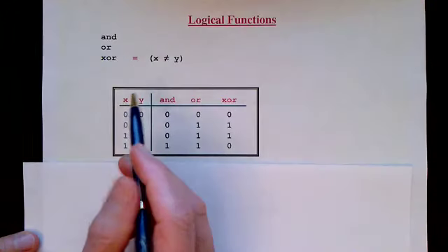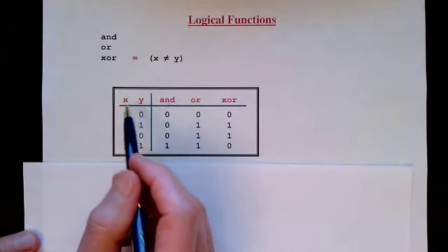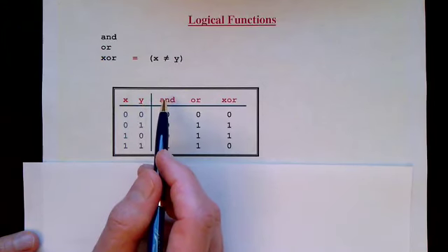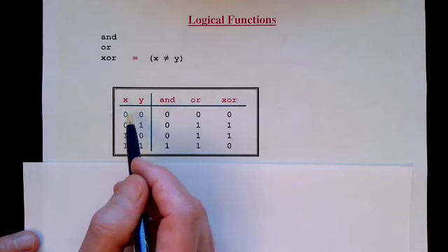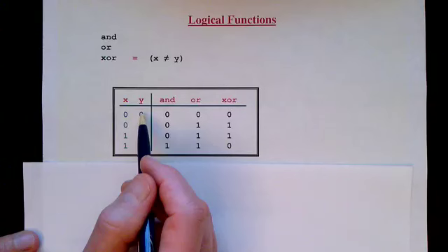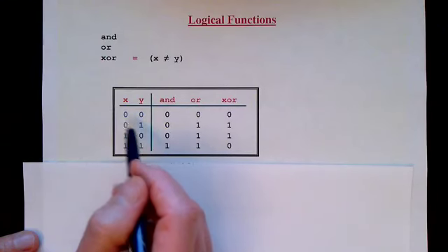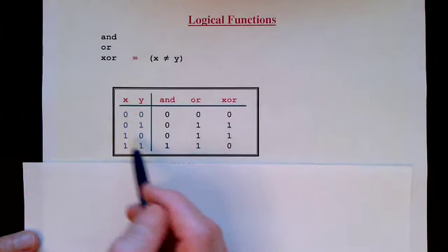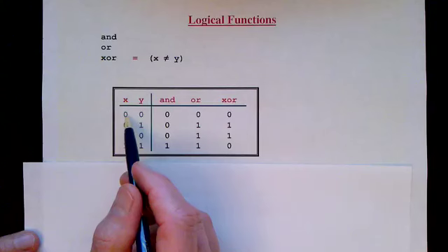First, I want to describe AND. In this table, I'm showing two values, x and y, and what happens when you AND them together. So what are the possible values for x and y? Well, y could be 0 or 1, and x could be 0 or 1. And here are all the possible combinations of x and y.